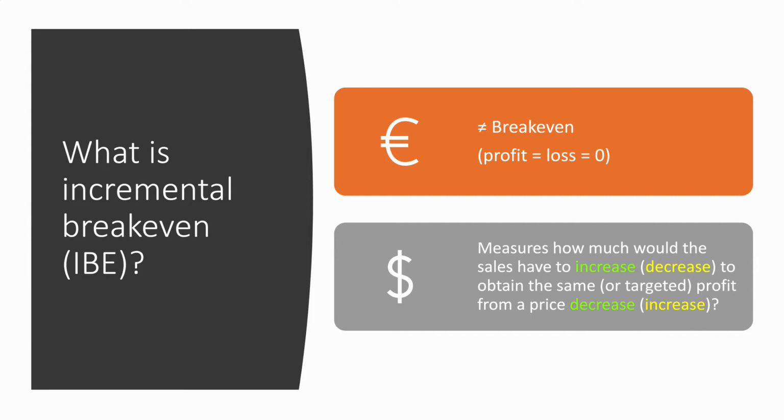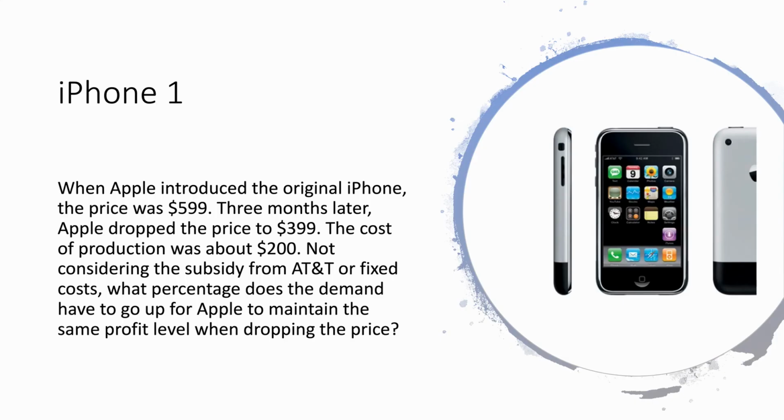So incremental break-even measures how much the sales or demand would have to increase to obtain the same profit from a price decrease. That is, it analyzes a what-if scenario. If I increase or decrease the price by this much, then how much demand or sales have to change in order to compensate for that price drop. Let me show you an example. iPhone 1. When the original iPhone was first introduced in the market, the price was $599. 3 months later, Apple dropped the price to $399.